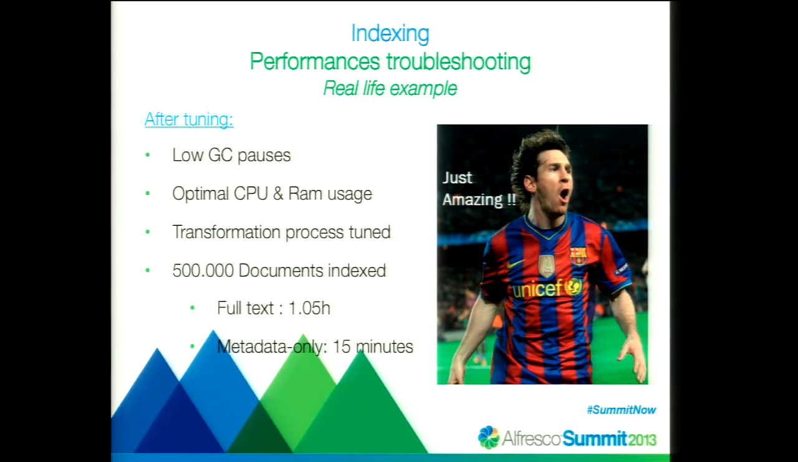And the result after the tuning is that we now have low GC pauses, we have optimal CPU and RAM usage for both Alfresco and SOLR, and we have a transformation process which is tuned for indexing, not for end user stuff. And now the 500,000 documents are indexed in 1 hour instead of 3.5. And when we try metadata only, it's 15 minutes. So this is more than acceptable for me.